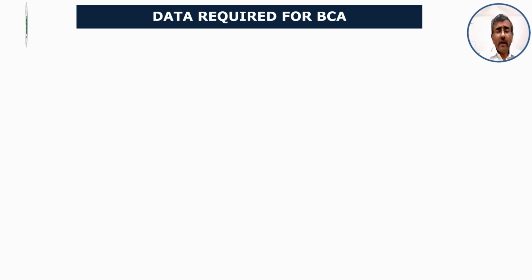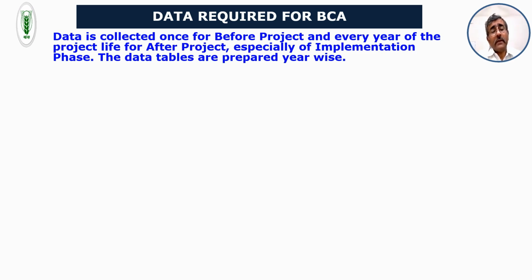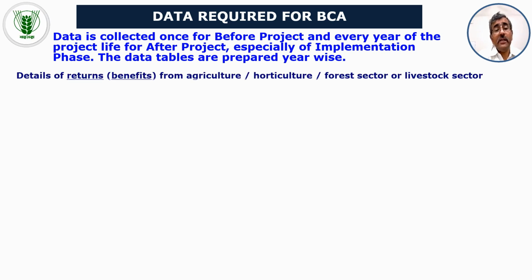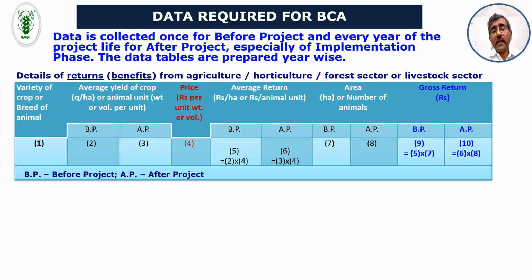The data required for the benefit cost analysis is that for before project, data is collected only once, and for after project, it is collected every year of the project life, especially of the implementation phase. And from the collected data, tables are prepared year-wise.